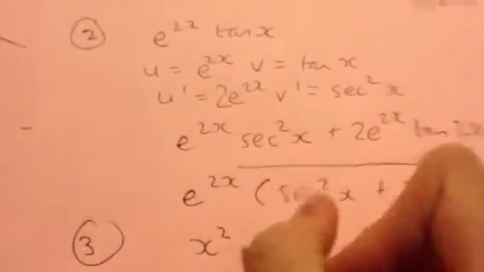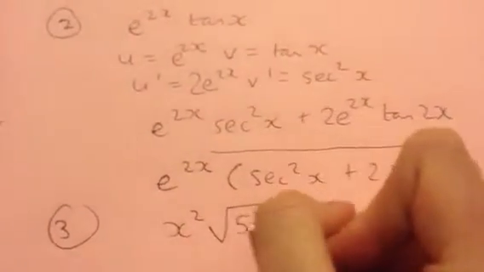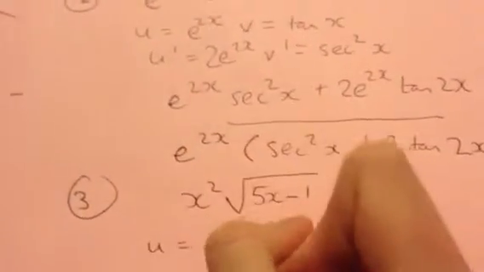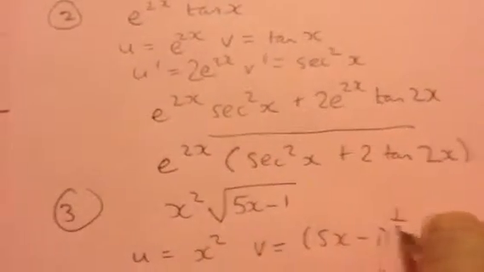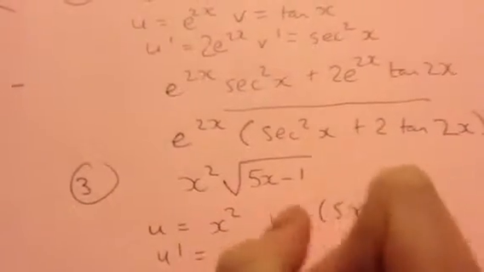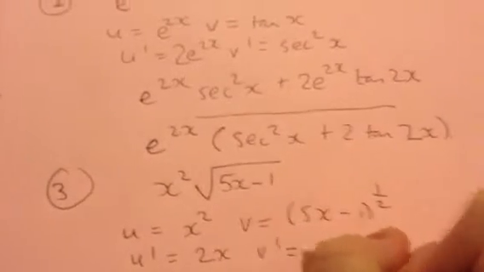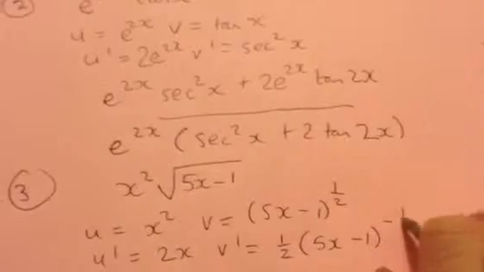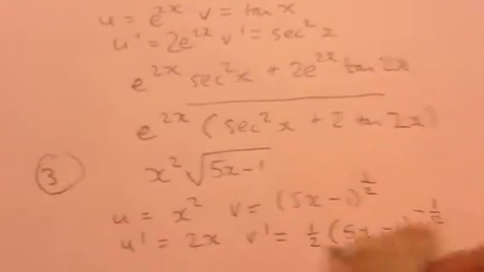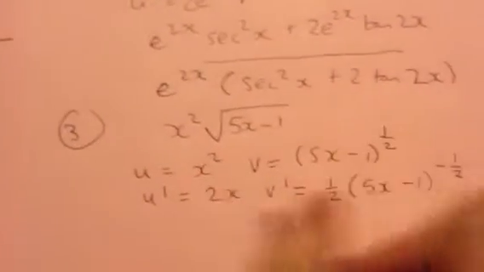Now number 3, I'm differentiating x squared times root of 5x minus 1. So u is x squared, v is 5x minus 1 to the half. Common error will be minus a half there. U dash is 2x, v dash is a half, 5x minus 1 to the minus a half. So then you get uv dash plus vu dash.